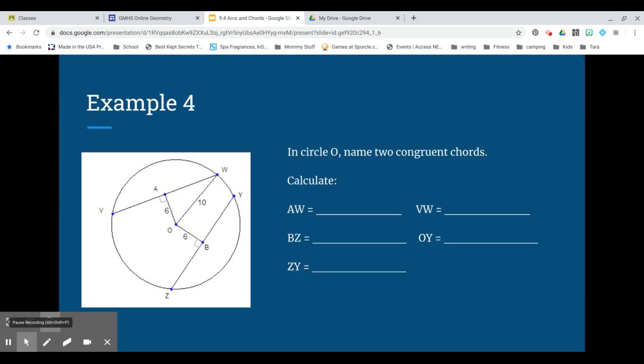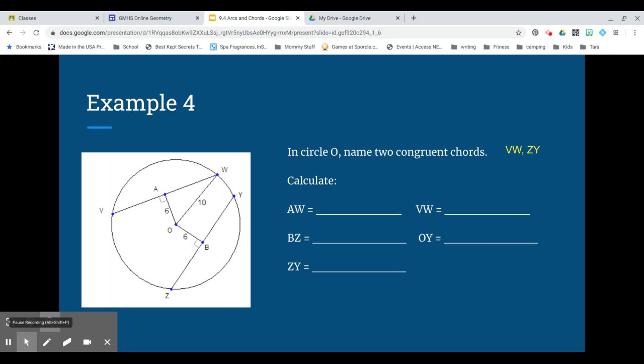Example 4. We have circle O. We want to name 2 congruent chords. You can see both chord VW and ZY are 6 units from the center. And the theorem just said that chords that are the same distance from the center are congruent. So VW and ZY are congruent chords.